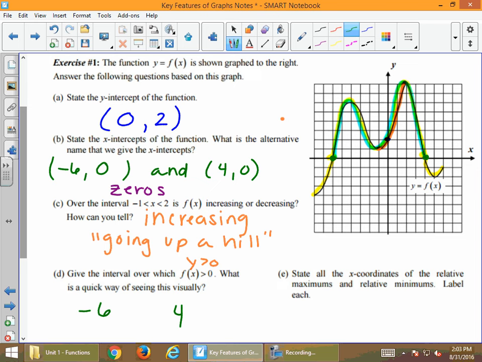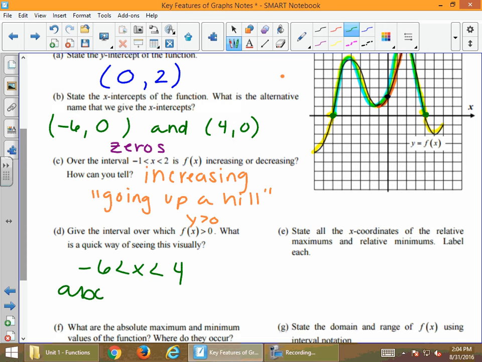When we do this, we write it as the x values. We're saying what x values make this function positive, meaning which x values give us positive y values. And we just fill in that in the middle. So starting at negative 6 and ending at 4, our function is positive. It's above the x-axis. And that can be a little hint. Above the x-axis. If it's below the x-axis, then it would be negative.